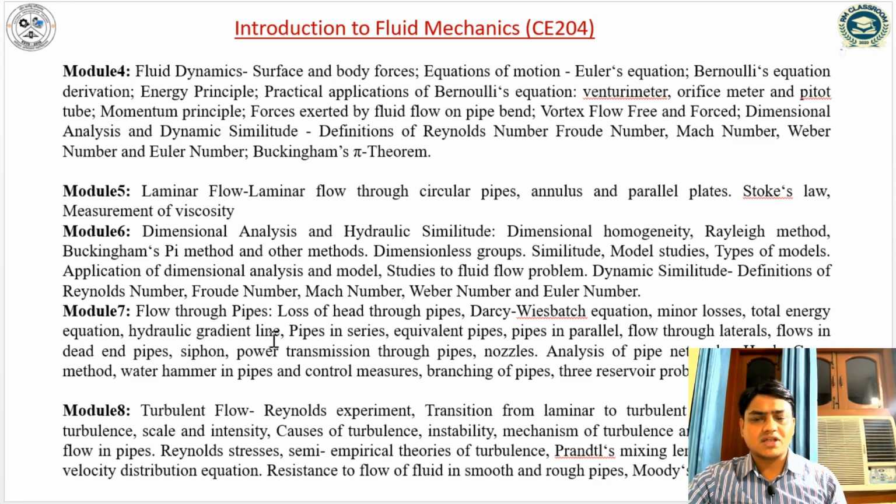In module 7, I will discuss flow through pipes and various losses, major and minor losses, the Darcy-Weisbach equation, how to compute the major and minor losses, and of course the Hardy-Cross method. In module 8, I will discuss turbulent flow, Reynolds experiment, the transition from laminar to turbulent flow, the condition and definition of turbulence, scale and intensity of turbulence, Prandtl mixing length, the universal velocity distribution equation, and the Moody diagram. These things I will discuss in module 8.